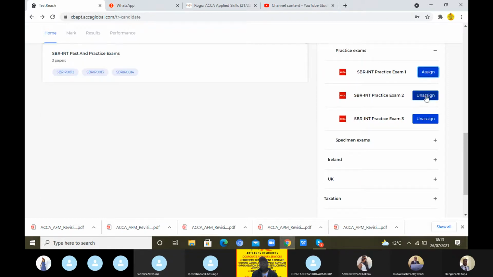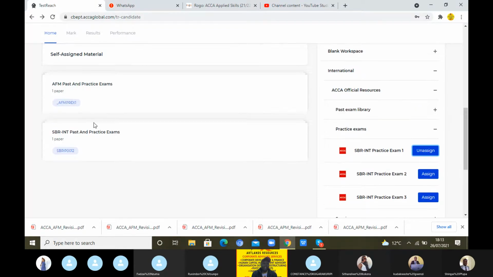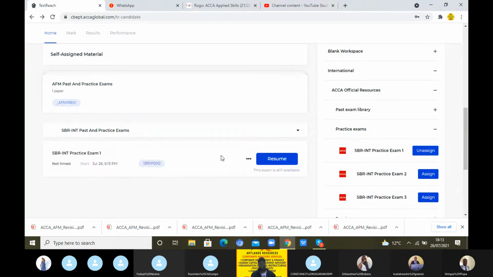Practice. There will be a tab which is saying assign. So for you to start doing this, you click assign like this. Once you click assign, it comes here on the left where it's now saying self-assigned material. So you click yes, assign, because I had opened it. It's now saying resume. But if it was for the first time, it would say start.